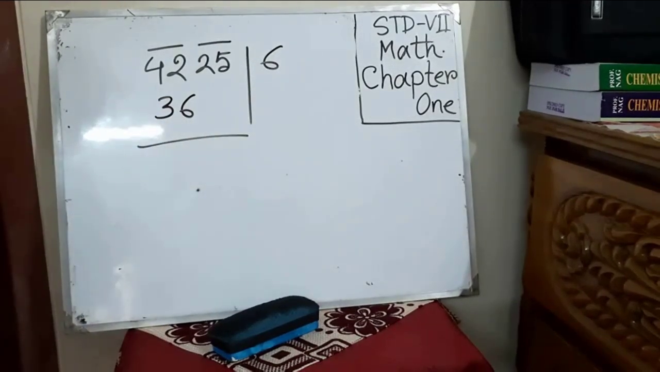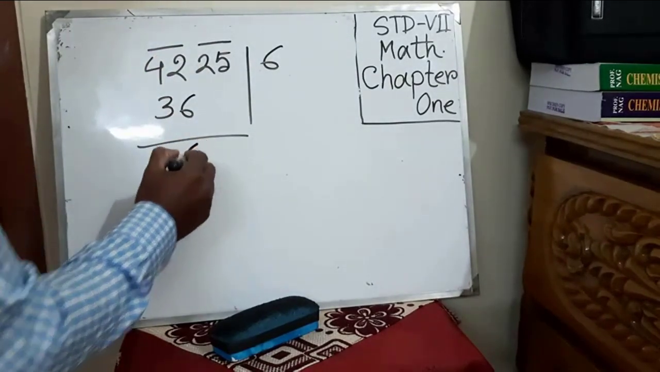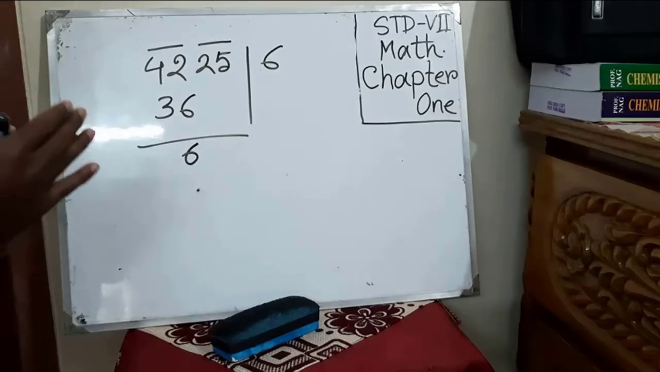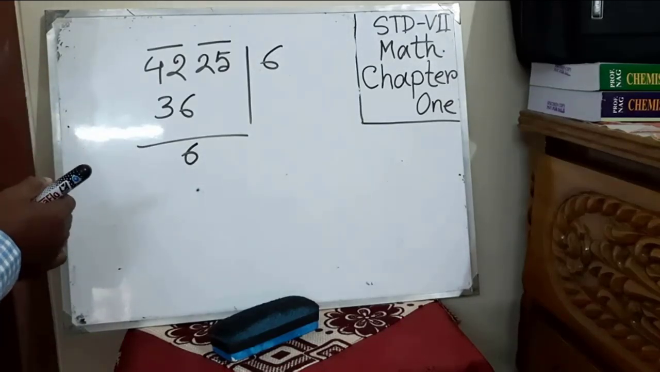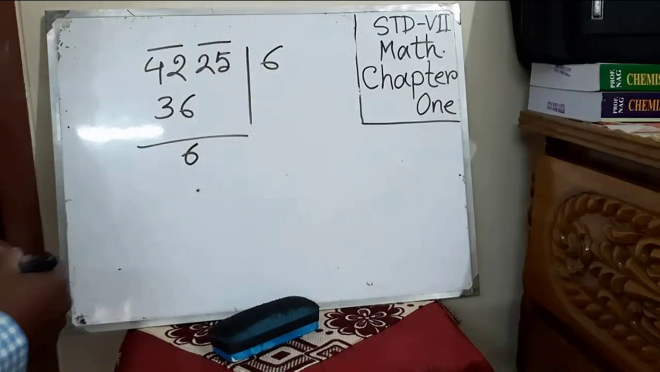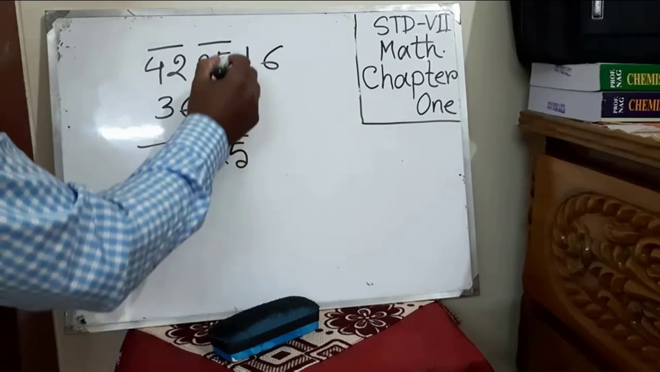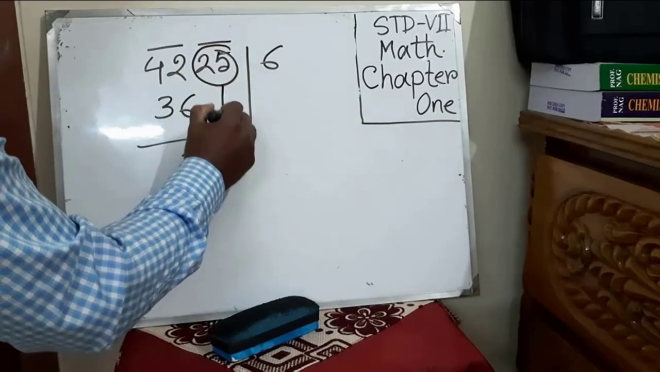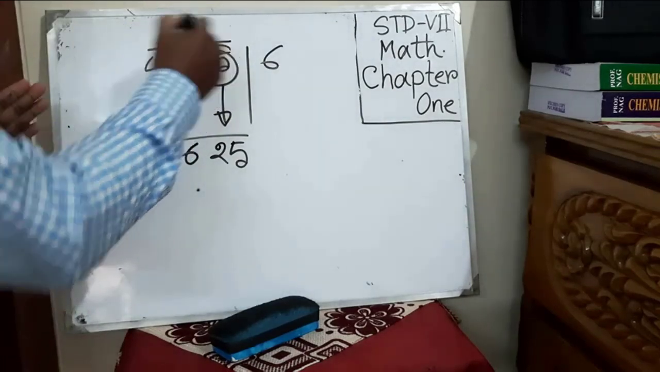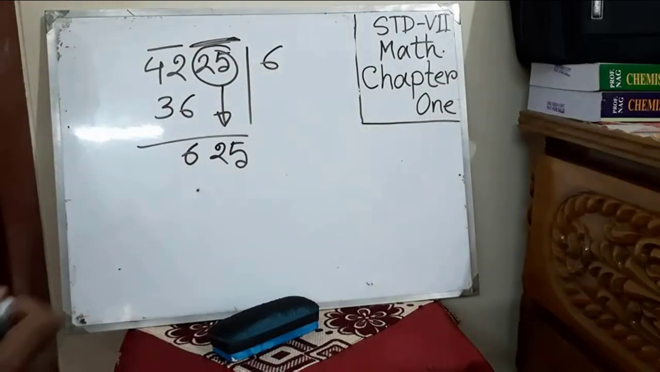Then we will subtract 36 from 42, and we will get here 6. Previously I have told that just the pair will be brought down. I will bring down the total full pair 25. The 25 pair will go there. Not 2, not 5. Full pair. Look. Full pair you will bring down.